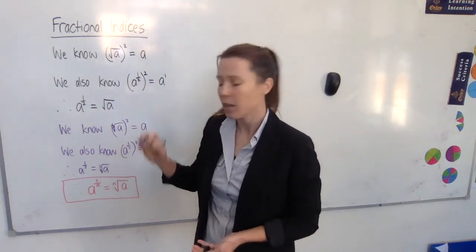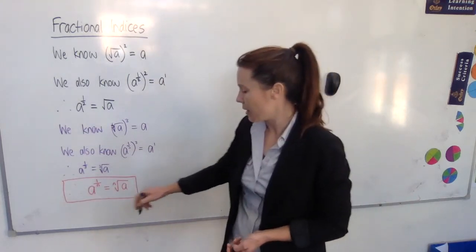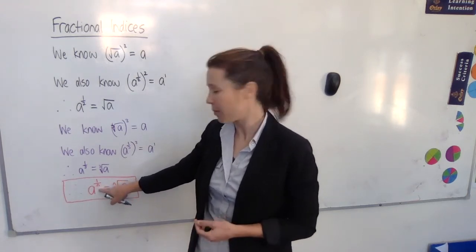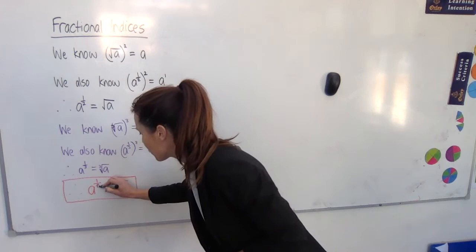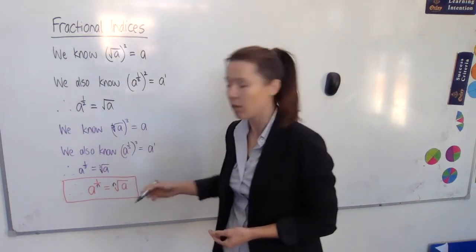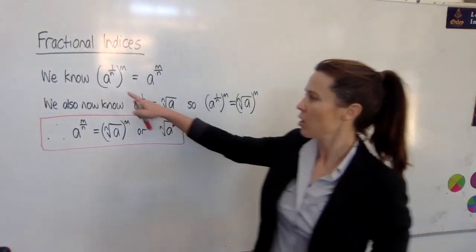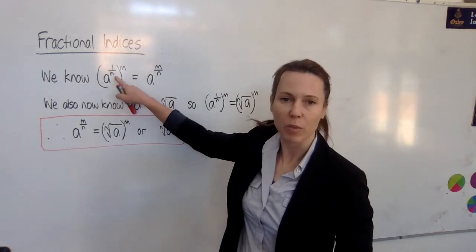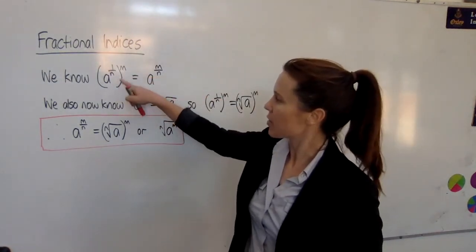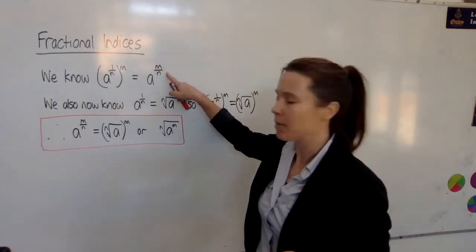So now we need to just write this as a rule, put a big colourful box around it. A to the power of 1 over n, where n can be anything, if you can see that, it might be a little bit small, is equal to the nth root of a. We can extend our understanding of fractional indices now. We know that when we raise something to a power and then raise that to another power, we multiply the powers together. So 1 over n times m just gives us m over n.